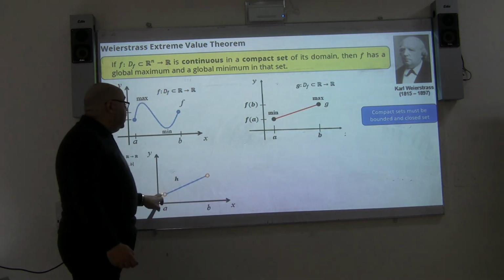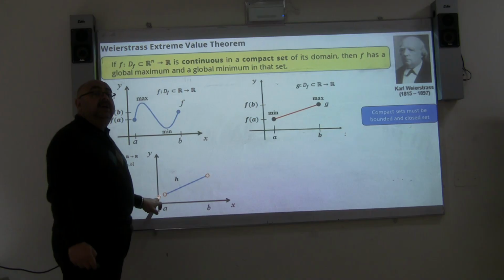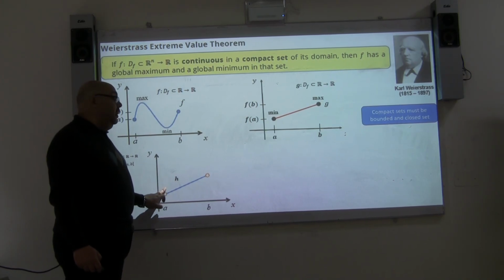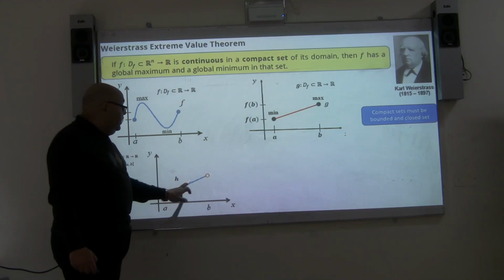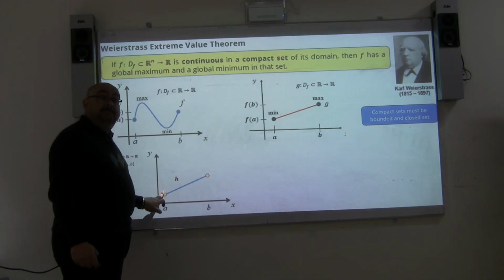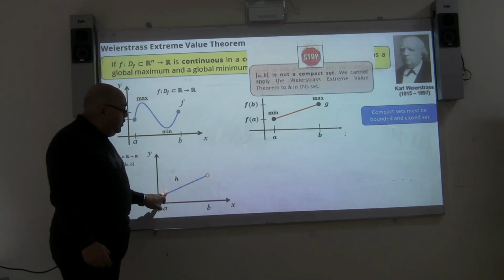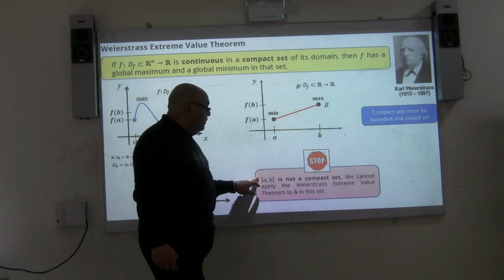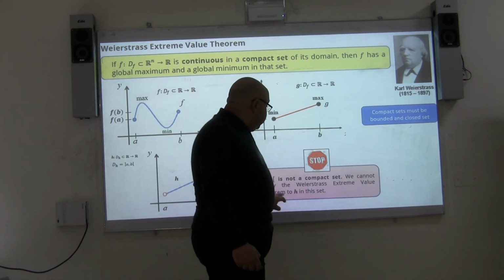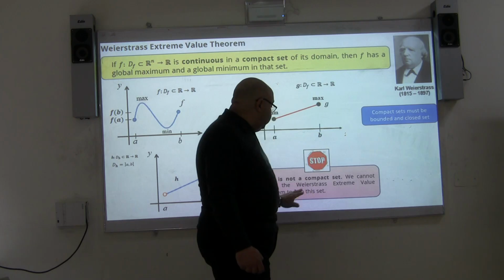Weierstrass theory cannot apply on this example. Why can't you apply it on this example? Because simply it's not closed. These limits are not included. So once more, the interval from A to B is not a compact set. We cannot apply the Weierstrass extreme value theorem.